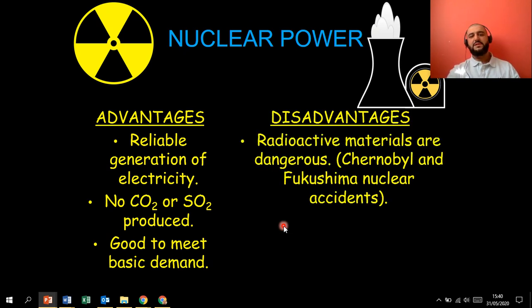So disadvantages: radioactive materials are dangerous. Chernobyl and Fukushima nuclear accidents. Now, it doesn't mean that if you walk past a nuclear power station that is working normally and safely, that you are going to ingest radioactive material. That's not what we're saying.